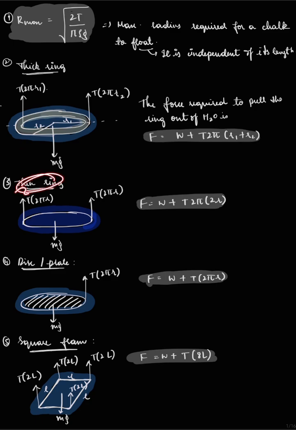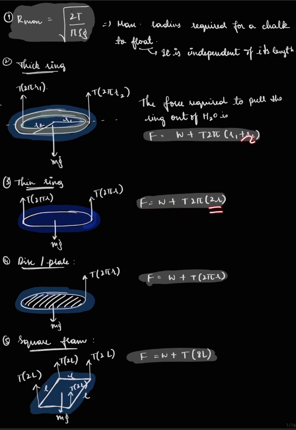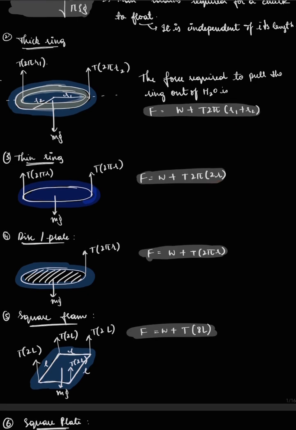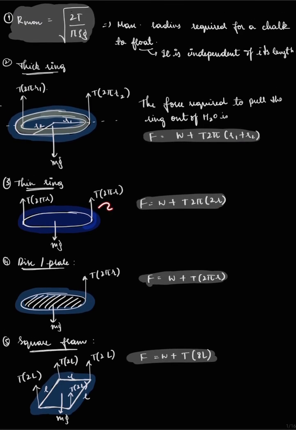Now if it is a thin ring, then there will be only one radius, which I have denoted with r. So weight mg, wherever you go it will be there. So force is equal to T into 2 pi 2r. Here 2 pi (r1 plus r2), and here 2r. That's it. Because you can see here there is no extra radius, only thin. We are considering a single radius for it.